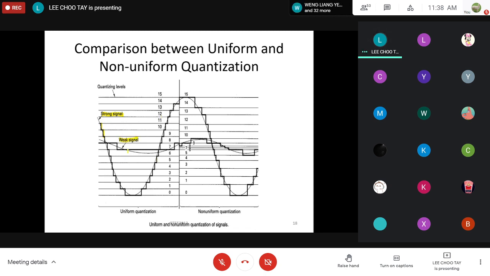But if you look at the weak signal, the weak signal over here is only represented by two different quantized levels in the uniform quantizer. But if you use a non-uniform quantizer, you can see that the weak signal is represented by more levels, because we use a smaller interval at a smaller amplitude. However, if you look at the strong signal when we use the non-uniform quantizer, we don't lose much. We can still represent the strong signal quite well.